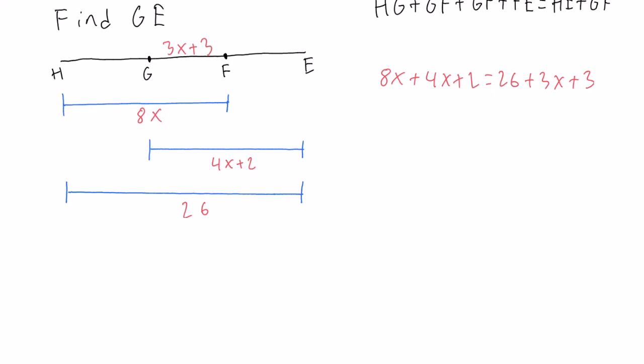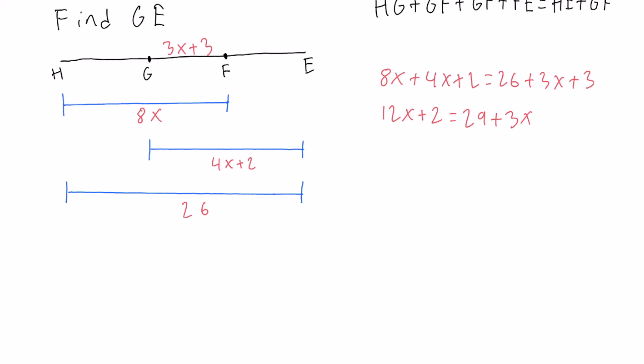So remembering back from Algebra 1 on how to solve an equation, first we need to combine like terms. So 8x plus 4x is 12x, and then the plus 2 is there. And then on the right side we can add 26 and 3, and that'll give us 29 plus 3x. Then we have x's on both sides, so we want to get those together first.